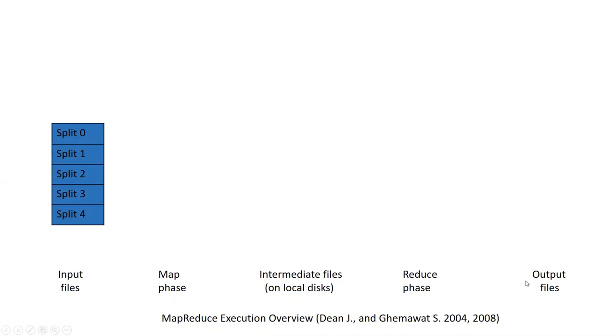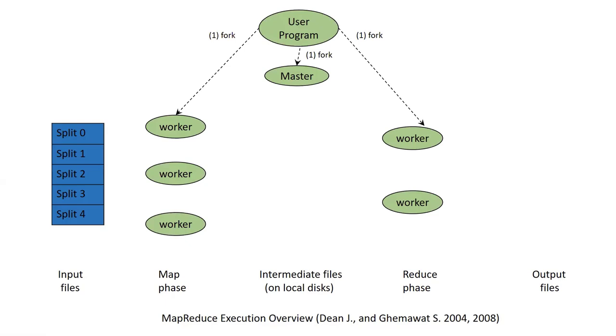The MapReduce library in the user program first splits the input files. It then starts up many copies of the program on a cluster of machines. The master is a special copy of the program. The rest are workers that are assigned work by the master. The master picks idle workers and assigns each one a map function or a reduce function. The map workers read the contents of the corresponding input and parse key value pairs.